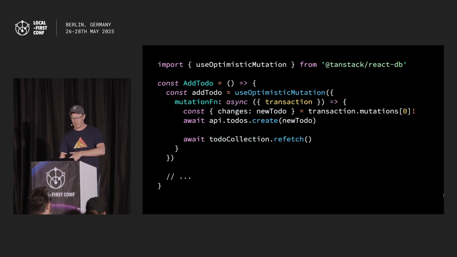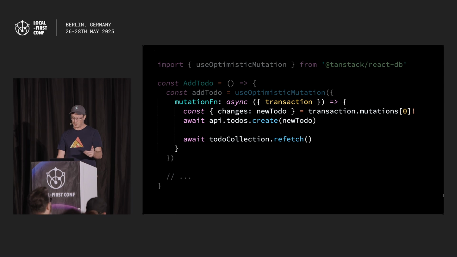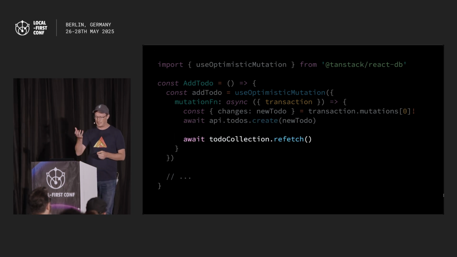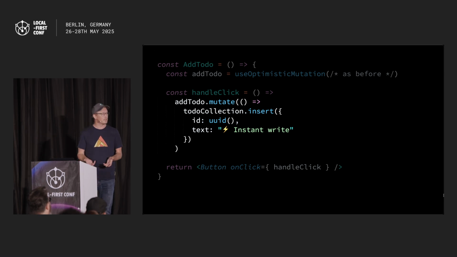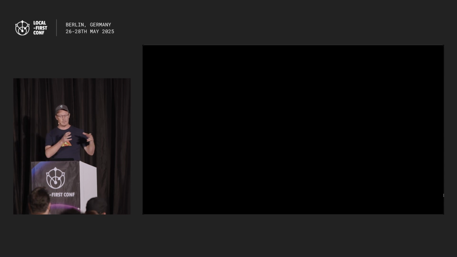And to write data locally, rather than the use mutation hook we saw before, you use optimistic mutation instead, with a mutation function that handles sending the write to the back end. And so in this case, it posts it to your API, and then calls refetch on the collection to invalidate the data and trigger a refetch. And then to use this mutator in your components, you just call mutate. And this starts a transaction, and all the writes made within it are instantly applied locally, and the background sync, and the optimistic state lifecycle, and any necessary transactional rollbacks, it's all handled for you. And so that is the migration pathway from React Query to TanStack DB.